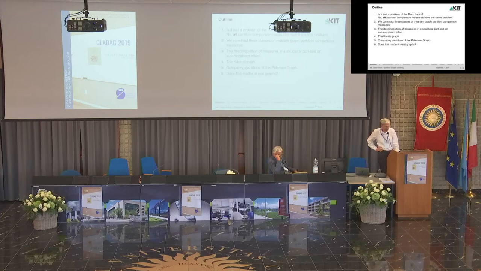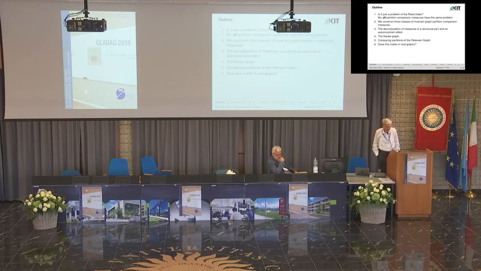Now comes the outline of my talk. I will try to stumble through quite a lot of stuff. The first problem is: is this just a problem of the Rand index? We have many other partition comparison measures, and does any one of the published partition comparison measures solve this? And the answer is no. All partition comparison measures have the same problem, and I will show you just a short mathematical proof for this. We also have done it the hard way, by just looking at what happens for the partition comparison measures by proving it by counterexample.